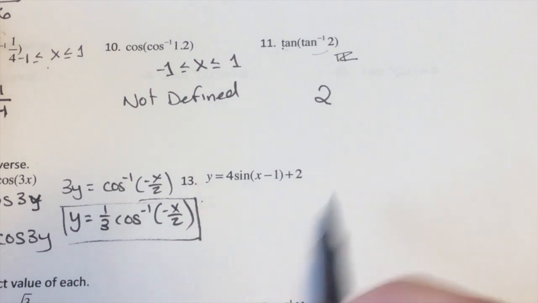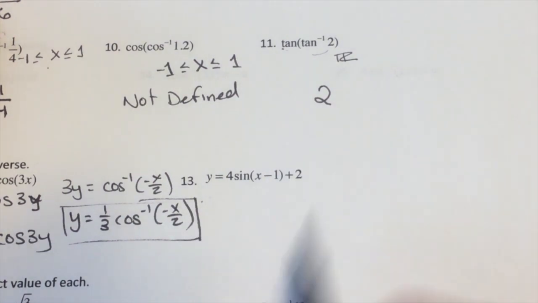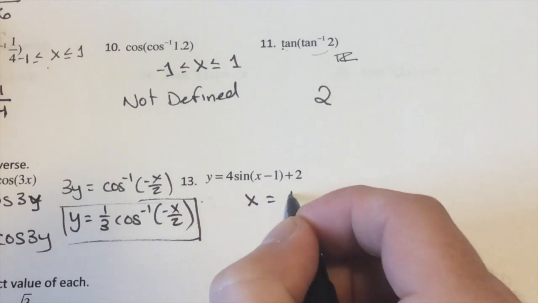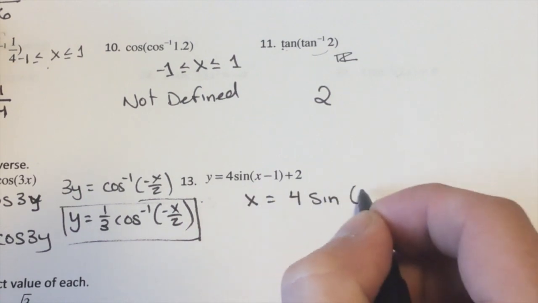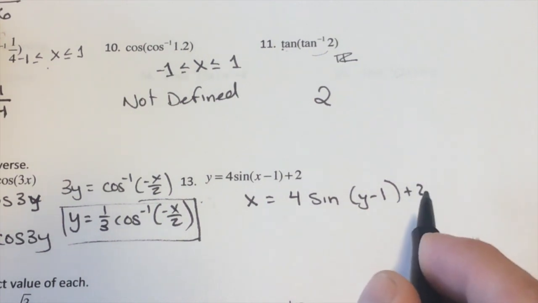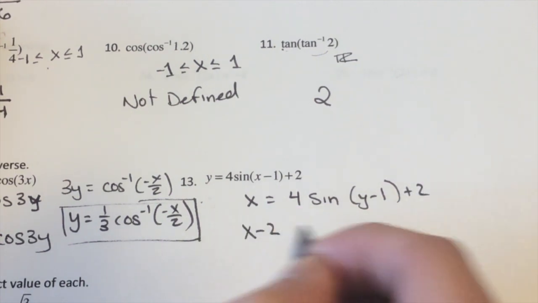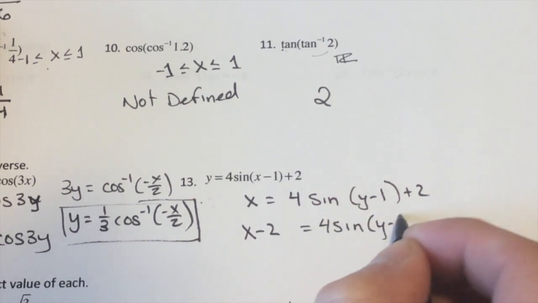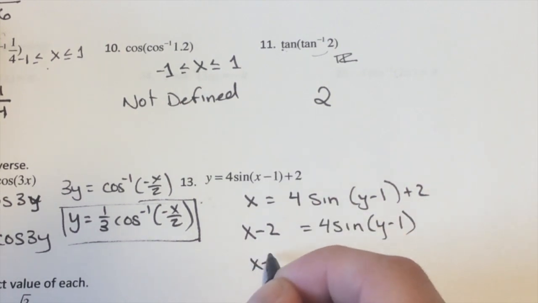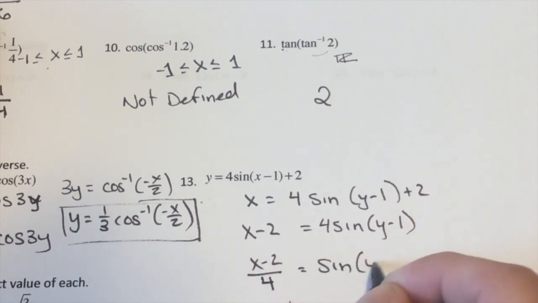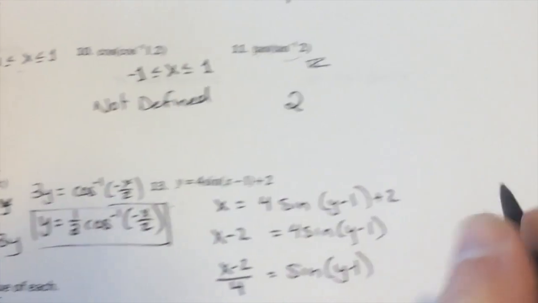Other inverse question. Okay, so we have it with a y. Second step, switch the x and the y. So we have x equals 4 sine y minus 1 plus 2. Subtract 2. Minus 2. Divide by 4.